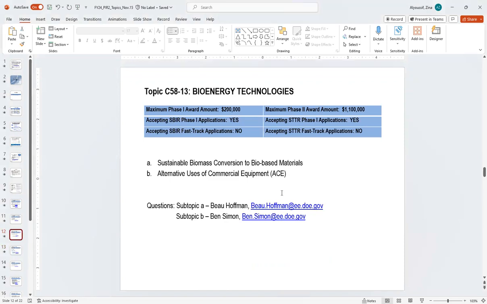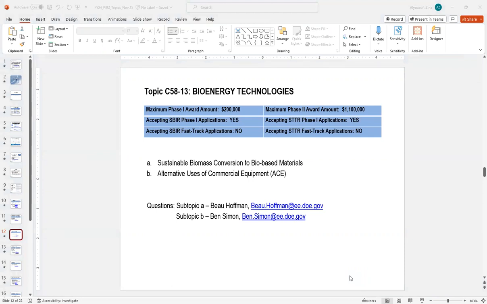Is a novel conversion of biomass, renewable and fertilizers or zero carbon fuel a good fit? I guess I'll take that. I would say that we consider fuels to be a separate category than materials. And therefore, I would say that this is not responsive to the topic.